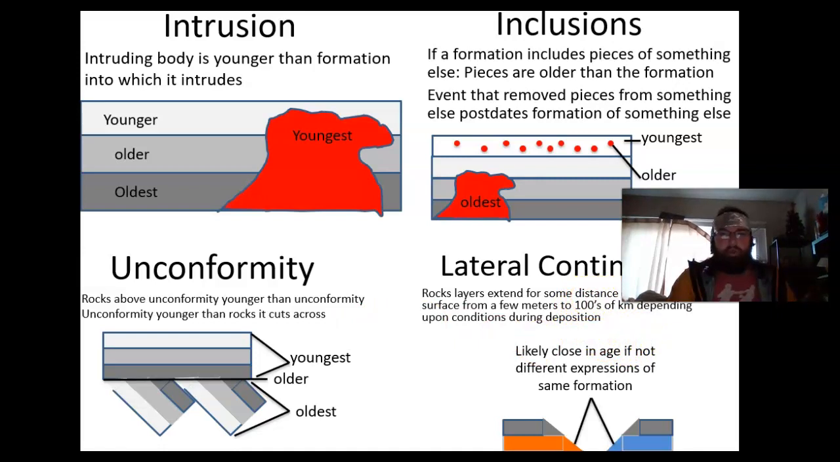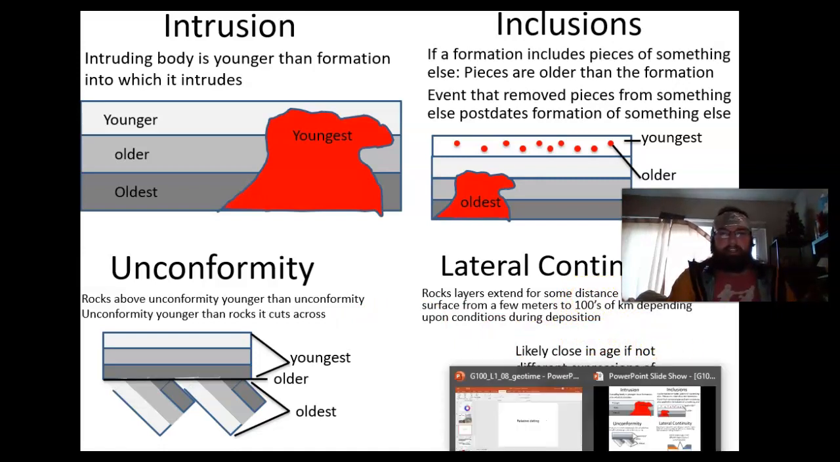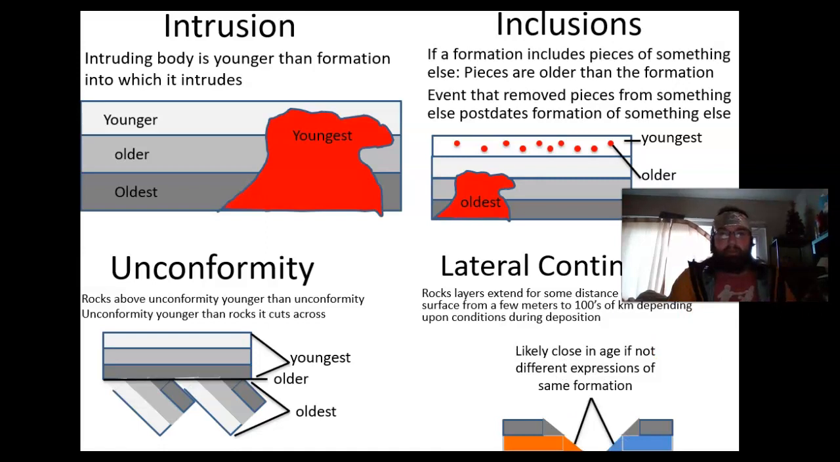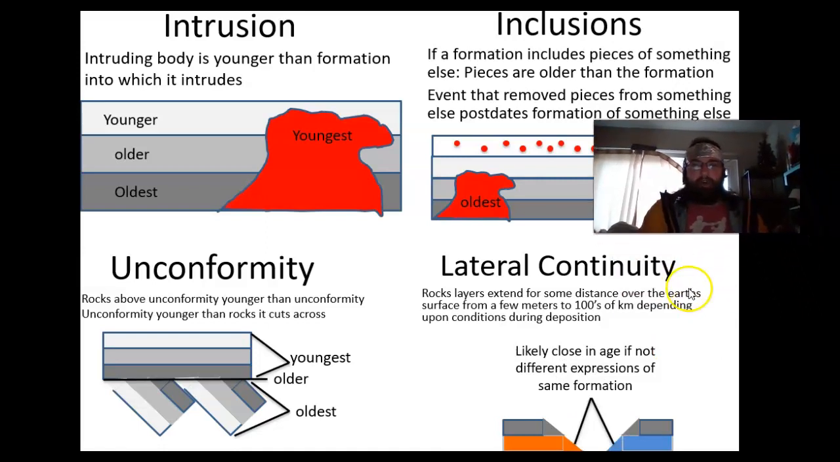This is one we don't really do enough of in this class, but it's going to be important. It gets really important if you start doing oil or other sorts of economic geology issues. The idea is that rock layers extend for some distance over the surface, from a few meters to hundreds of kilometers, depending on the conditions during deposition. So when we did sedimentary rocks, I mentioned that in any one location, at any one time, you're going to have all sorts of different types of sediments being deposited.